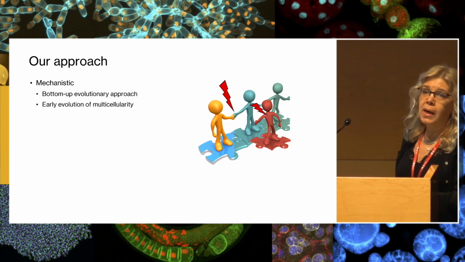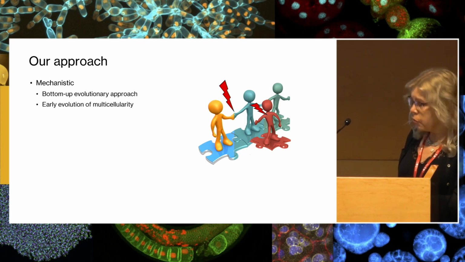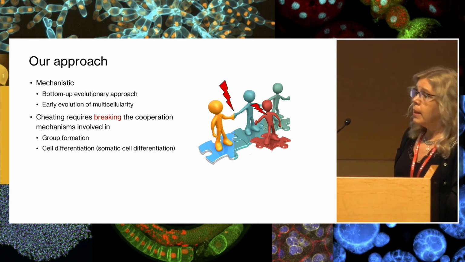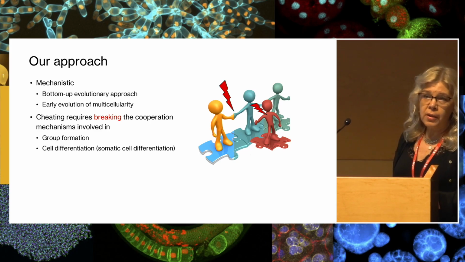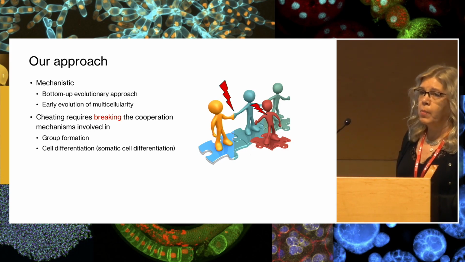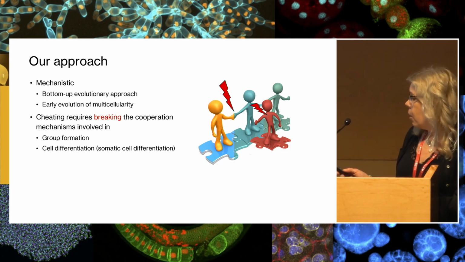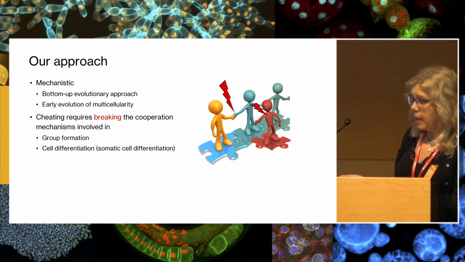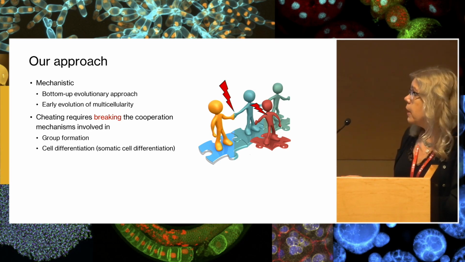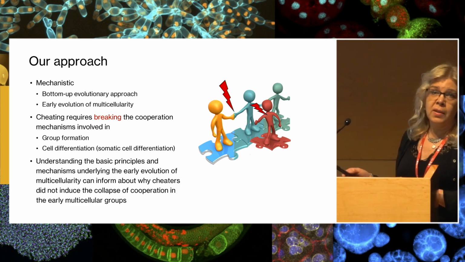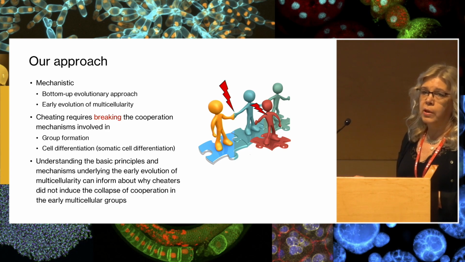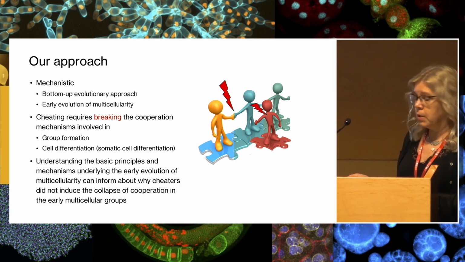Perfect. So again, today I'm going to talk about more of a mechanistic approach, like a bottom-up evolutionary approach, meaning that I'm going to talk about the early evolution of multicellularity. And the idea being that cheating involves breaking cooperation mechanisms that are involved in the group formation and somatic altruism. Today I'm going to talk about the somatic cell differentiation aspect of cooperation. The idea being that if we understand the basic principles that were involved in the emergence of such cooperative behaviors, then we might also understand how cheating is suppressed.